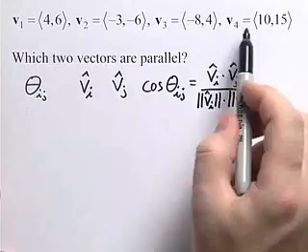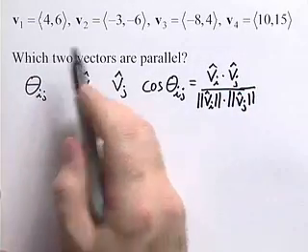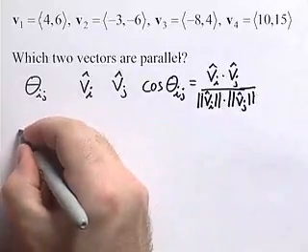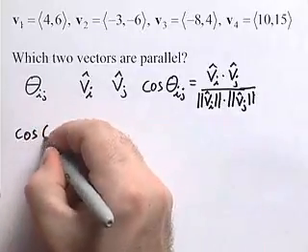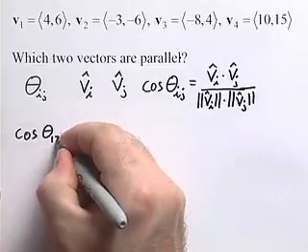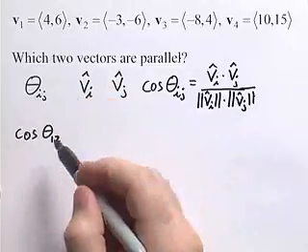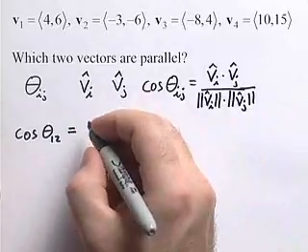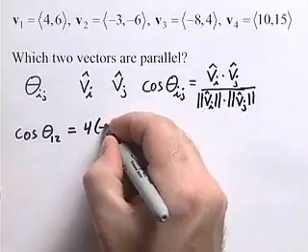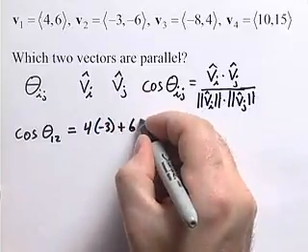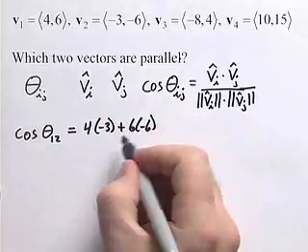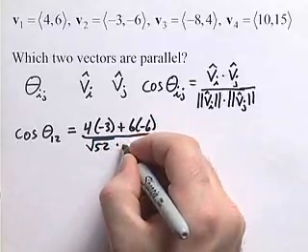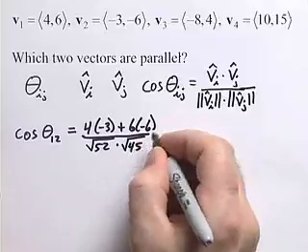So for each of these four vectors, we're going to look at the different pairs and find out what the cosine of theta is for each of those. So we'll have the cosine theta subscript 1, 2. So we're looking at vector 1 and vector 2. If we put in our components, we'll get 4 times negative 3 plus 6 times negative 6 divided by the square root of 52 times the square root of 45.